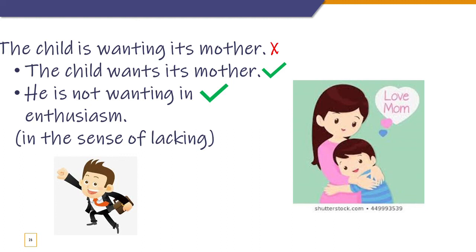Now, in the last sentence, we have "he is not wanting in enthusiasm." Wanting is another word for lacking. When you don't have something with you, you want that. So that's the meaning of wanting here. So "he is not wanting in enthusiasm" means he is not lacking in enthusiasm. If you can see that picture, there is this office worker who is very happy and enthusiastic. So that is appropriate, right?